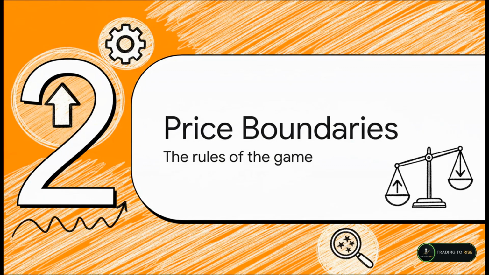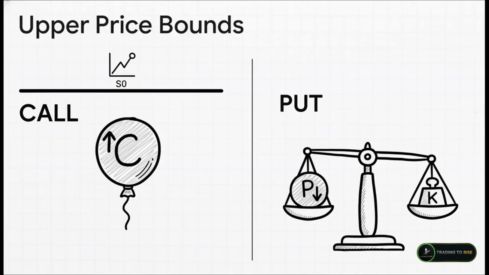There are hard limits, a ceiling and a floor that keep everything logical. These are the fundamental boundaries. So let's talk about the price ceiling. This is all about pure, simple logic.